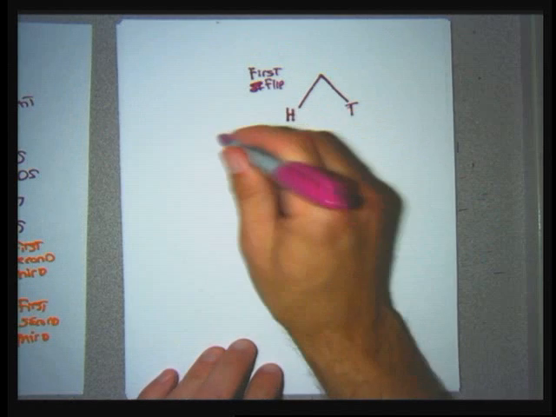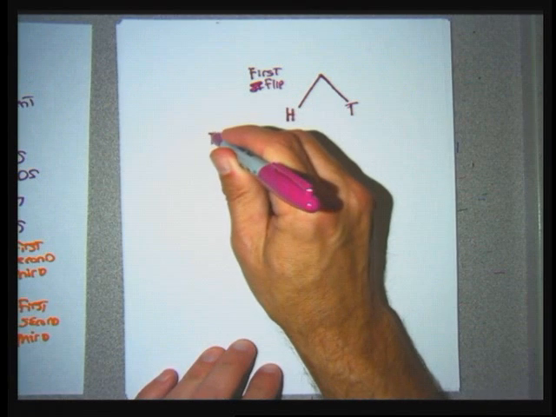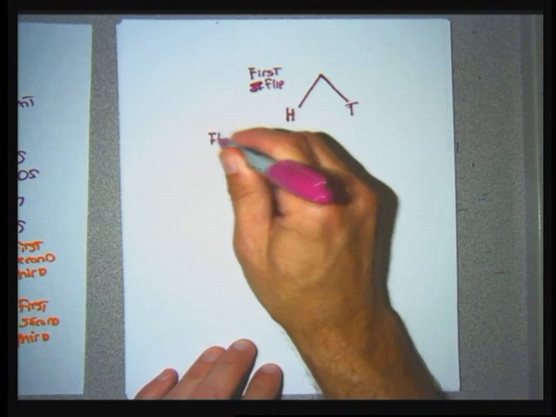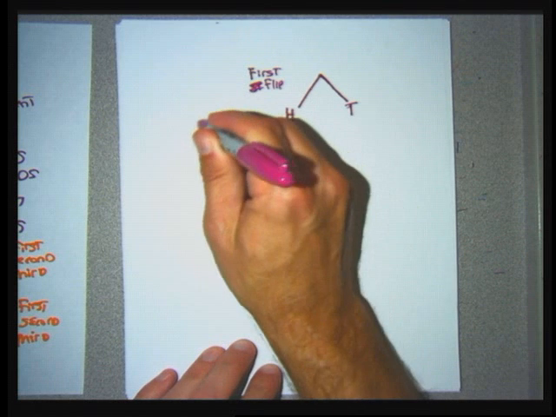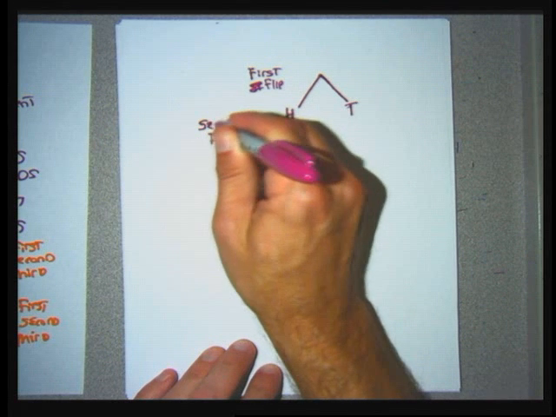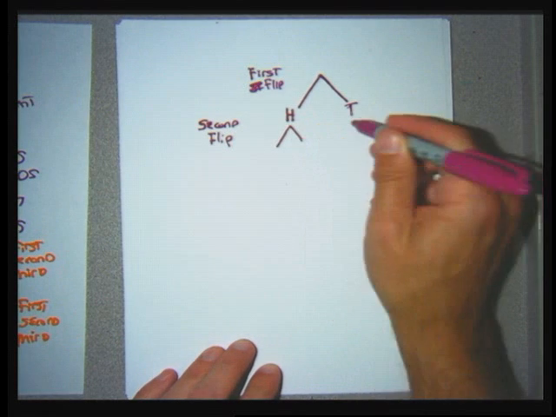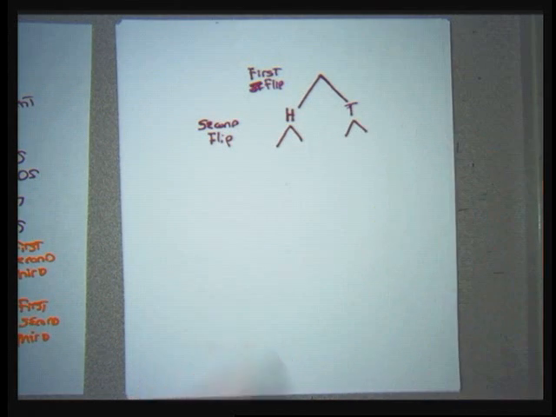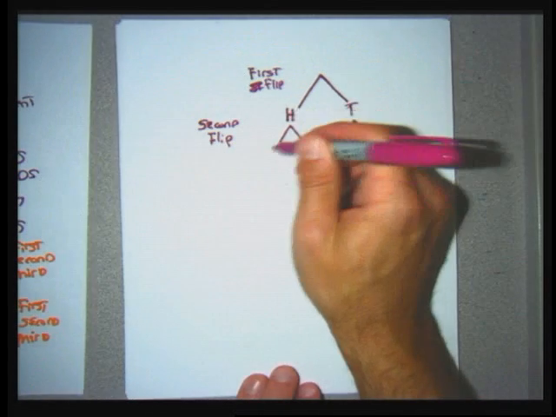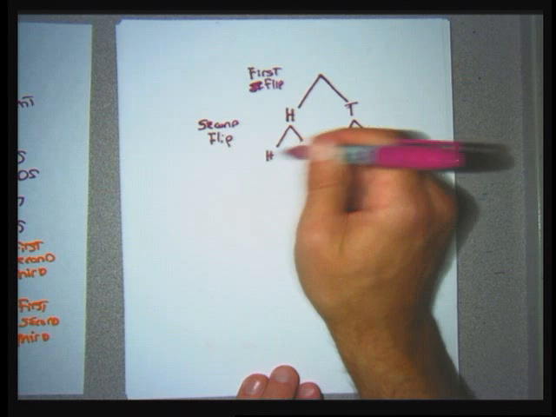Next, under my tree, I'm going to write something for my second flip, because I'm going to flip this coin 3 times. Under each of the letters, I'm going to make a branch with two, kind of make a V essentially. And on the second flip, I could get a head or a tail.